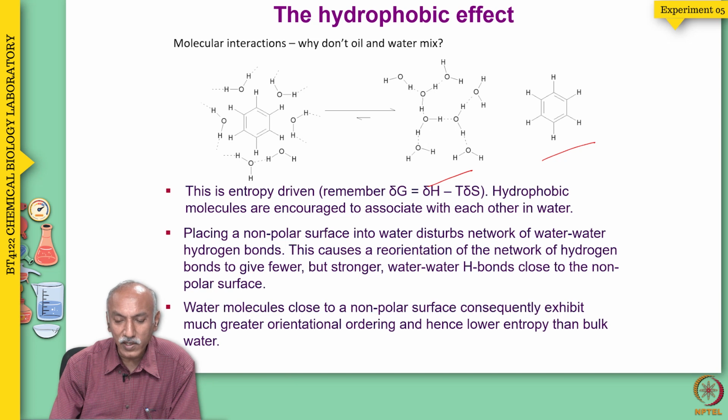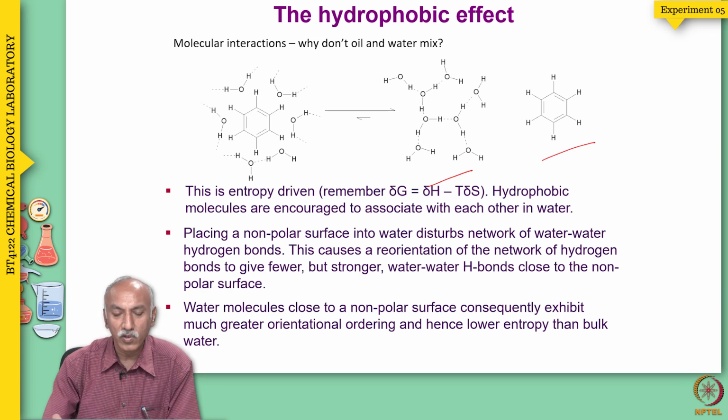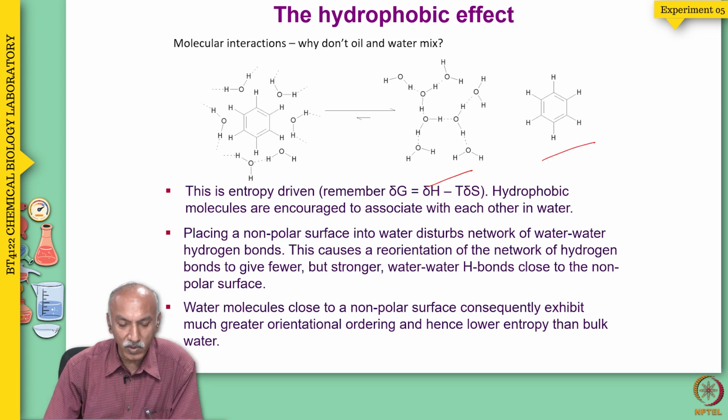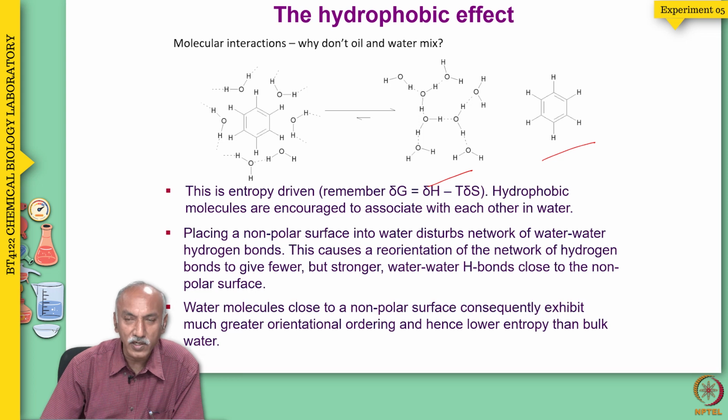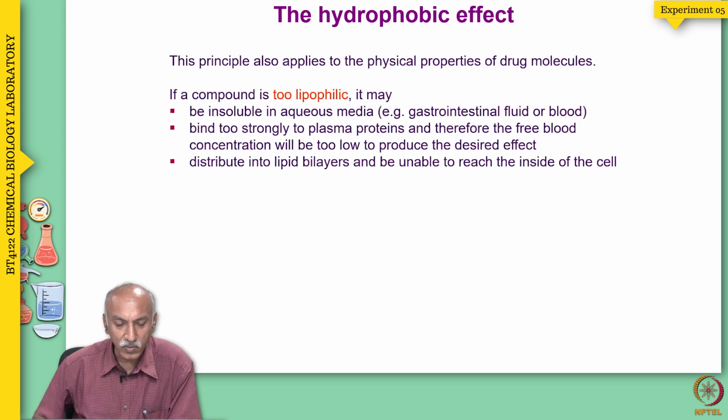That molecules are encouraged to dissociate in water, that is one reason. Placing a non-polar surface in water disturbs the network of water-water hydrogen bonds, which causes a reorientation of the network, and the water molecules near the non-polar surface consequently exhibit a much greater ordering, hence lower entropy, than the bulk water actually. This is for this one.